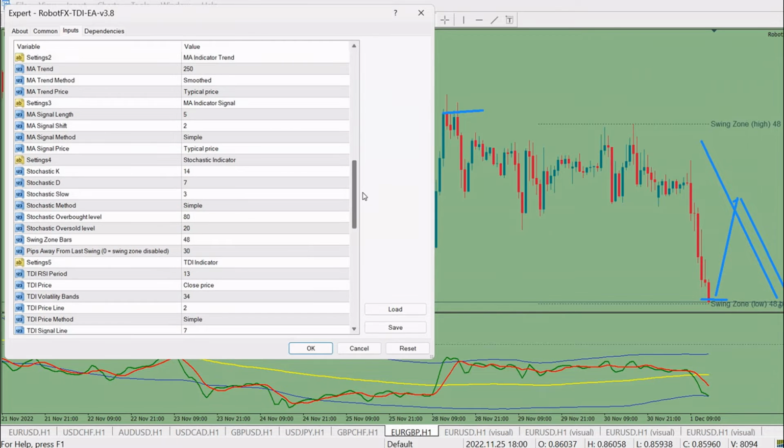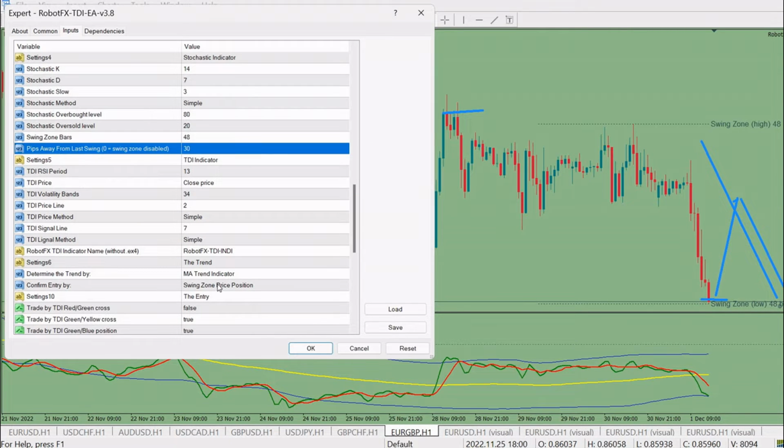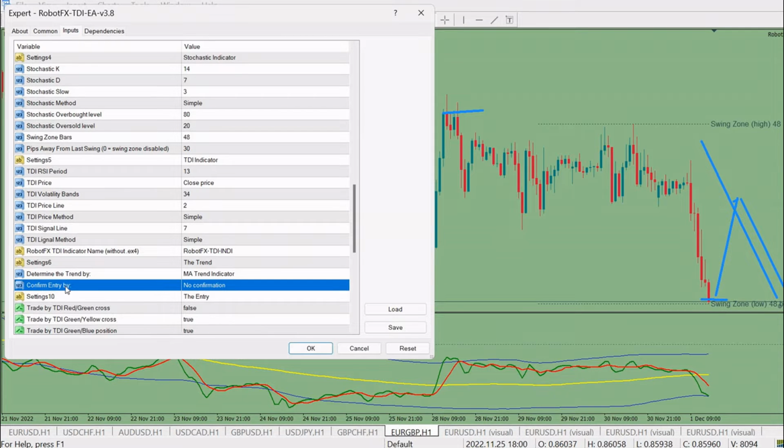Also, the stochastic, now it depends on the trader's preferences, whichever they decide to choose and use. If not, just set confirm entry by to no confirmation. In this case, the expert advisor will open more trades, but some of them might be fake signals.